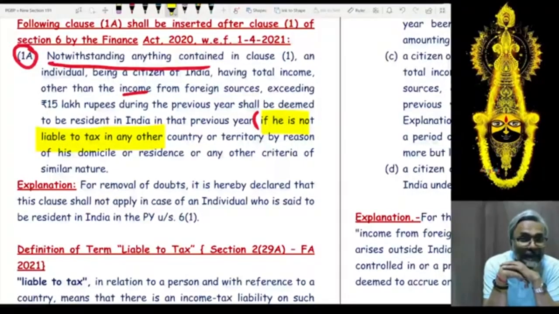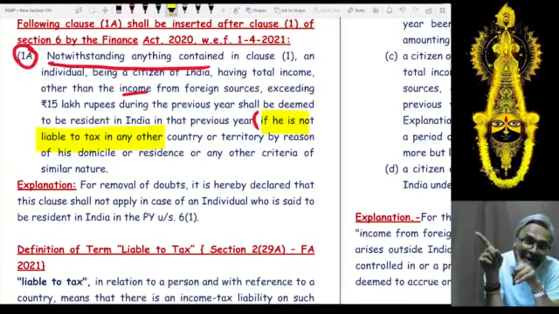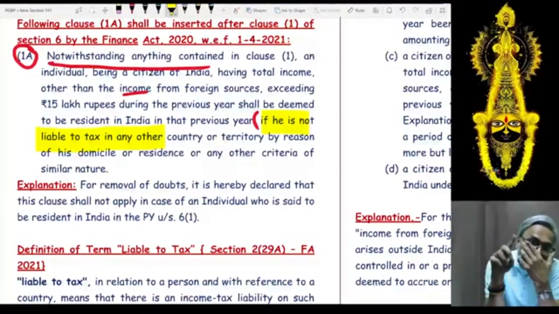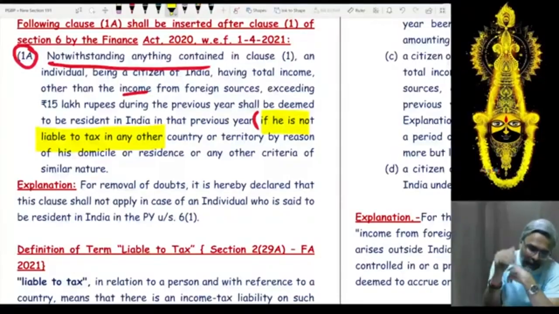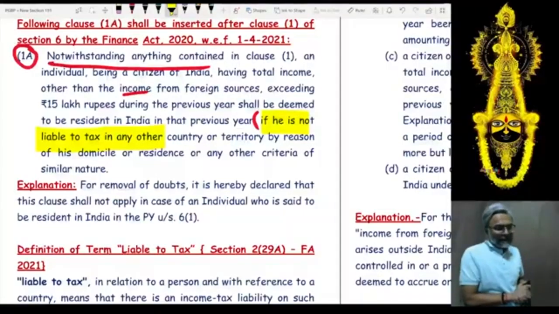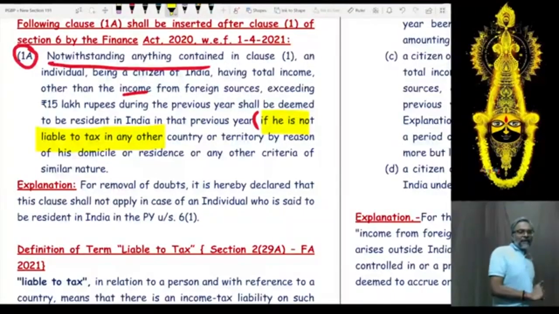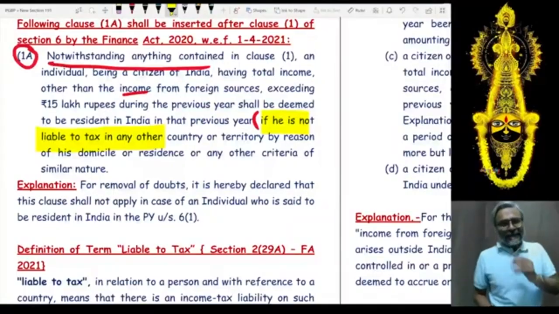He is not liable to pay the tax. Don't use this phrase. This is incorrect. Which is the phrase that you're going to use? As a second condition, he is not liable to tax in the other country. He is not liable to tax in the other country, students. This is the second phrase that you're going to put up. Is that point clear to all of you? That exactly is the point. So he is not liable to tax in any country.